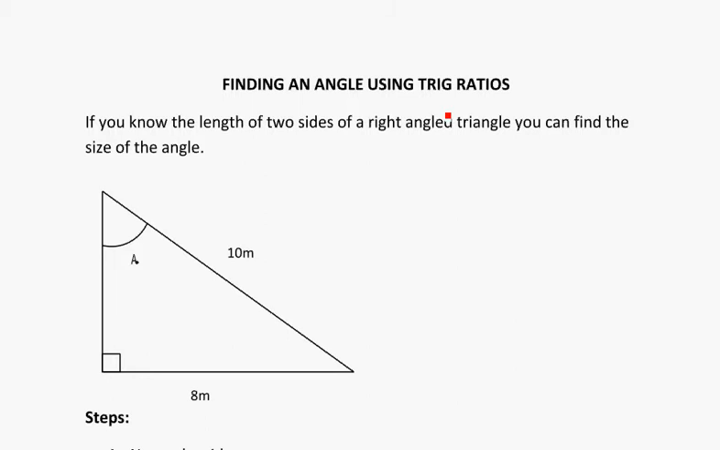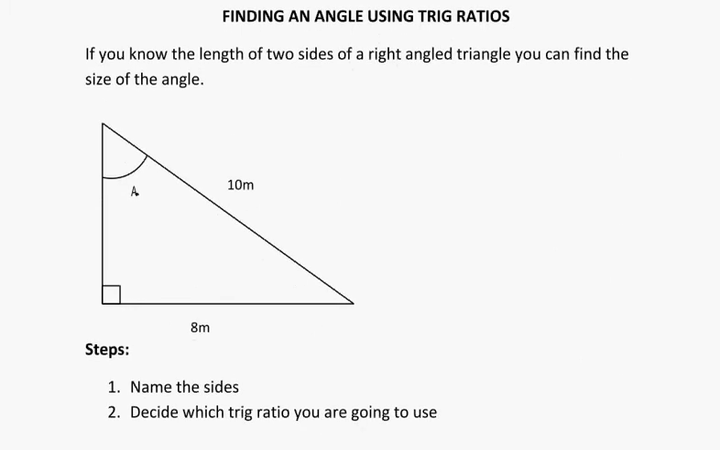Okay, so far we've been finding lengths of sides when we've been given an angle, and now we can find an angle if we know the lengths of two sides of a right-angled triangle. So let's see the steps involved to work this out.